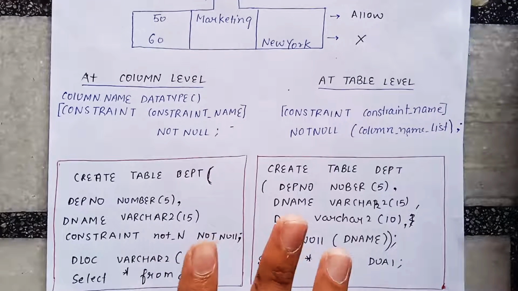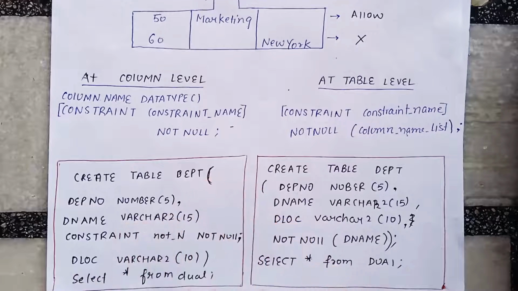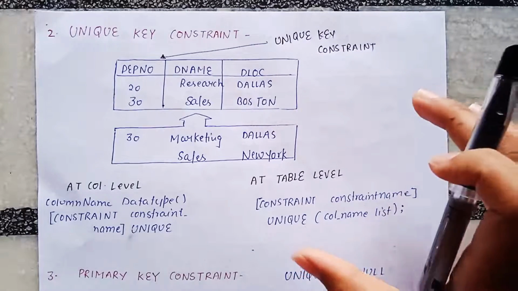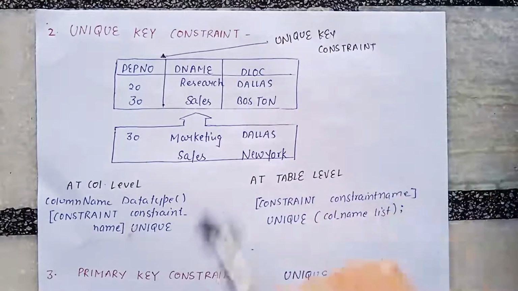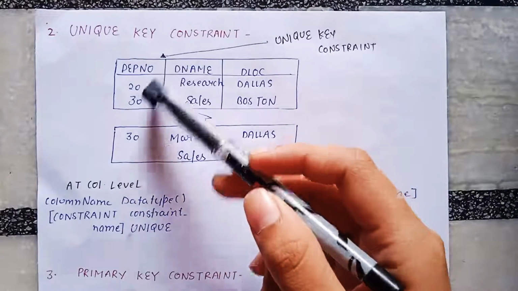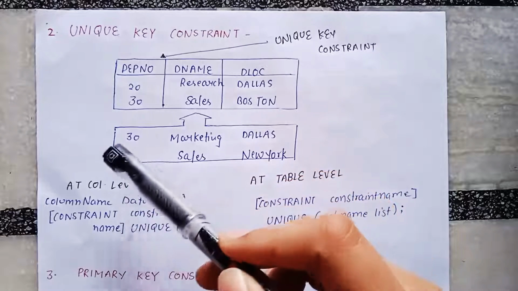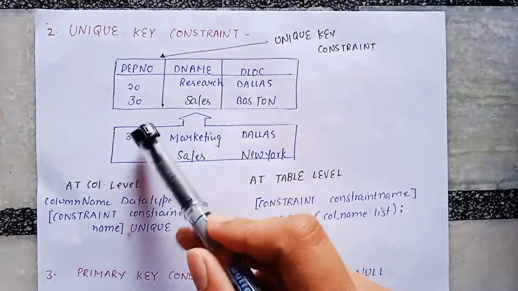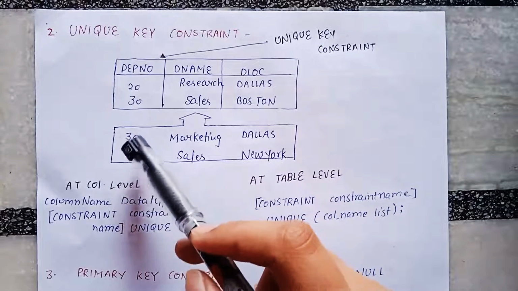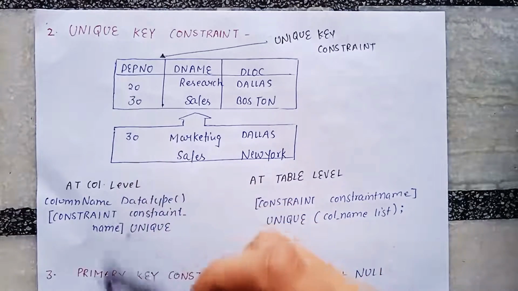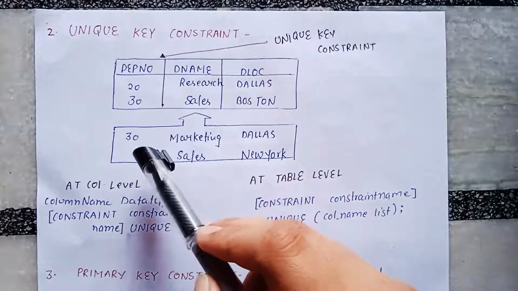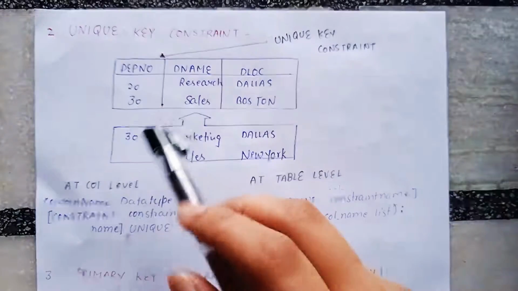So this is the way we apply a not null constraint, and this is the use of a not null constraint. The next constraint is the unique key constraint. What is the use of this unique key constraint? Let's suppose we have specified this unique key constraint on this column. It will restrict and state that any value that is going to be entered in this column should be unique from all the values that exist in this table, and they should not be the same.